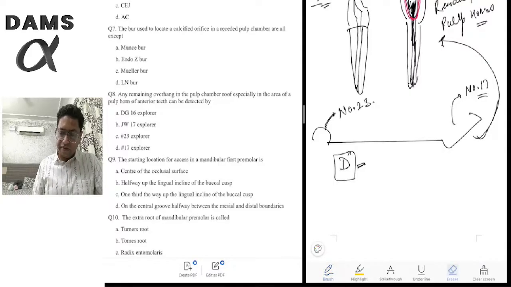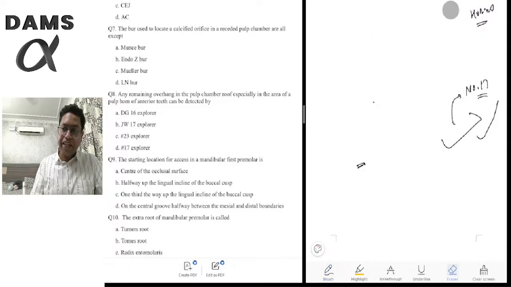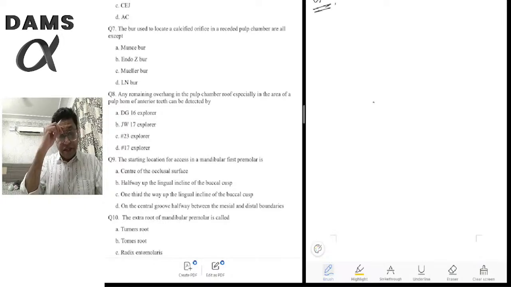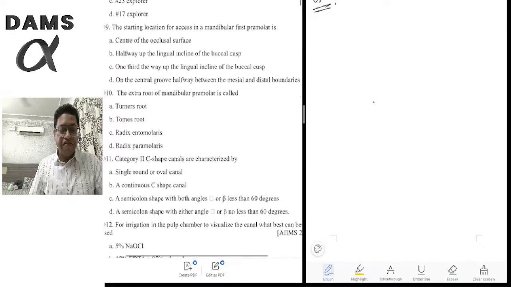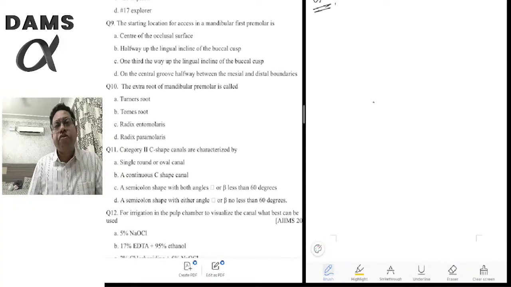Okay. Coming over to question number 9. The starting location for the access in mandibular first premolar is. Okay. All of you should remember that these are the basics of endodontics that have been taught. The morphology and anatomy of the pulp and the root canals, the variations in the root canal anatomy, the access cavity preparations, and a lot of questions are coming these days on these topics. So it is simple as well as important for the examinations.